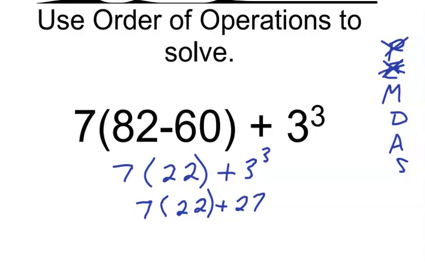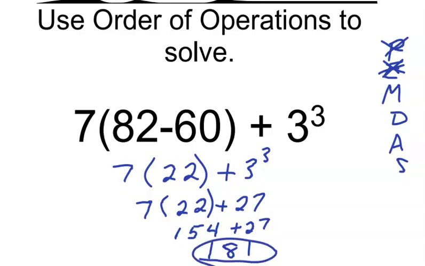So we have to do multiplication or division. Do we have multiplication or division? Yes, we have 22 times 7, which equals 154, plus 27. So all we have to do next is add 27 to 154, and that gives us 181. So there we go. Following order of operations, we have 181 if we follow the PEMDAS method.